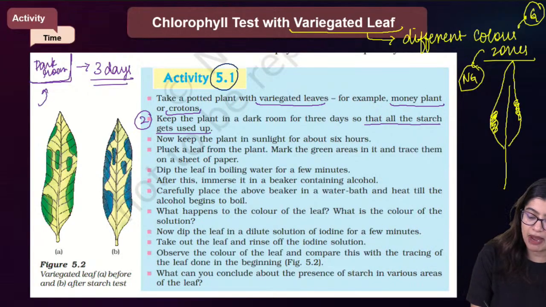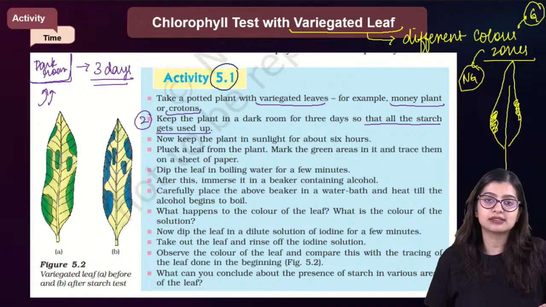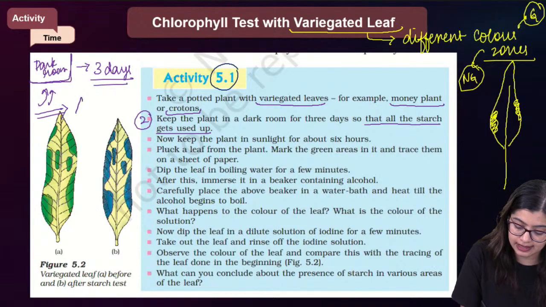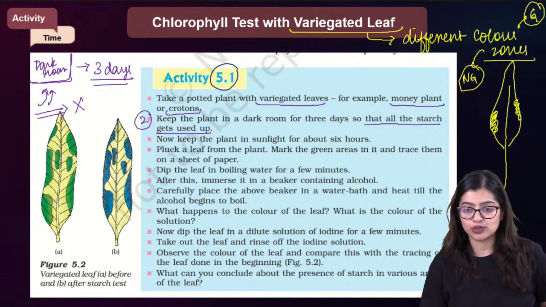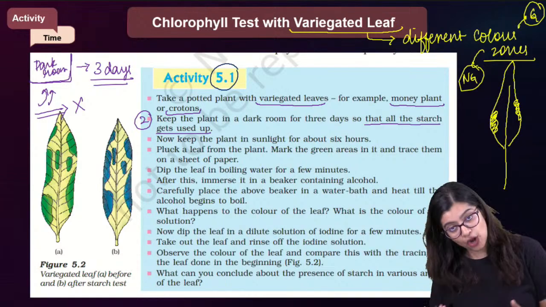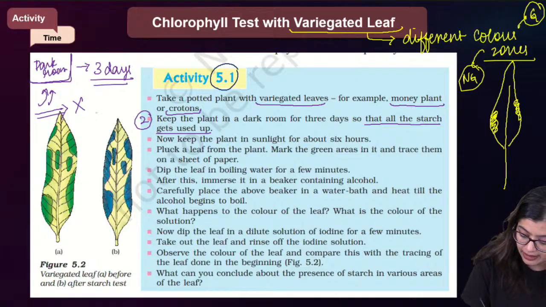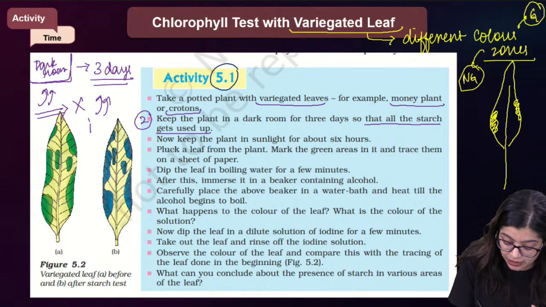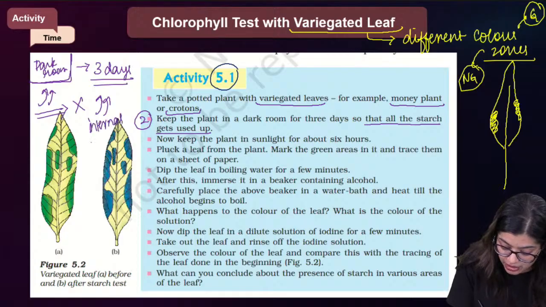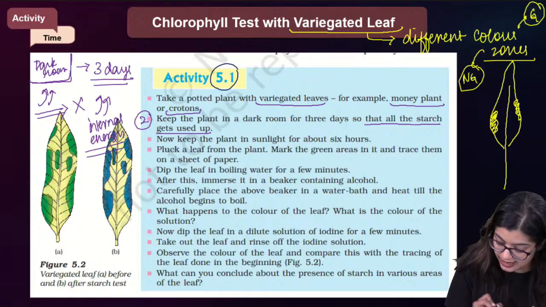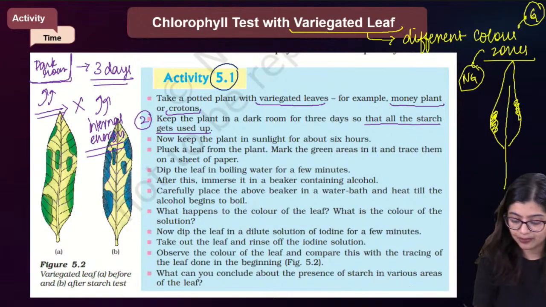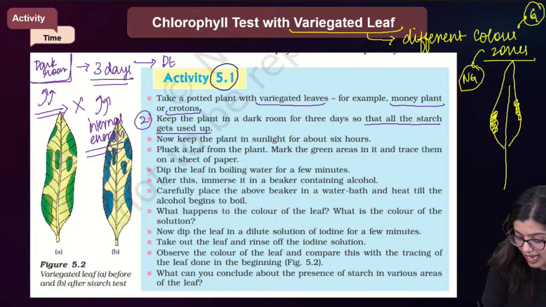Now see, when I keep my plant in a dark room, what happens? Can it do photosynthesis? No. It cannot do photosynthesis, right? And because it cannot do photosynthesis, it has to use up all its internal energy reserve. It will use up all the starch, which is why we call this step de-starching, right?